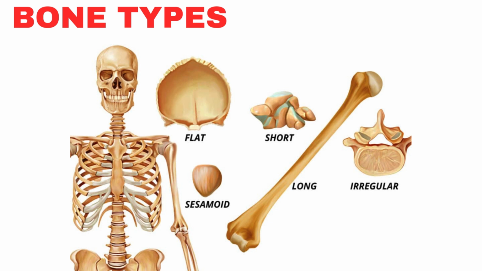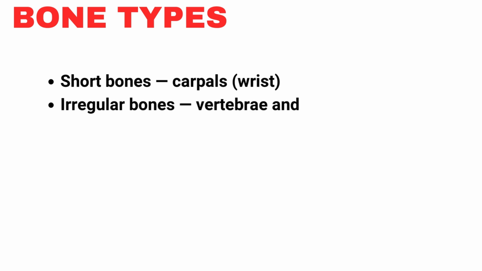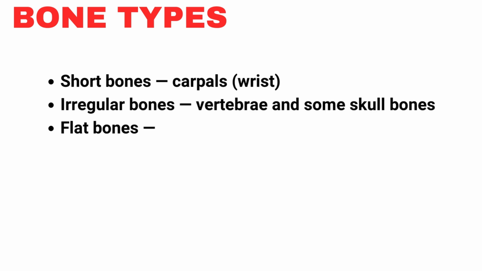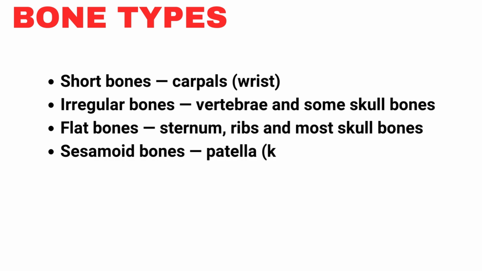Short, irregular, flat and sesamoid bones have no shaft or extremities and are diverse in shape and size. For example, short bones: carpals; irregular bones: vertebrae and some skull bones. Examples of flat bones: sternum, ribs and most skull bones. Examples of sesamoid bones: patella or kneecap. Now we will see each type in detail.